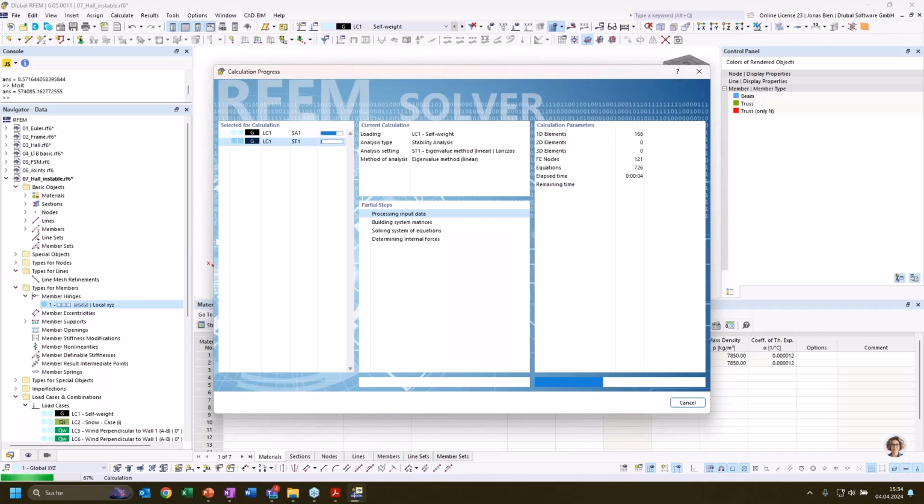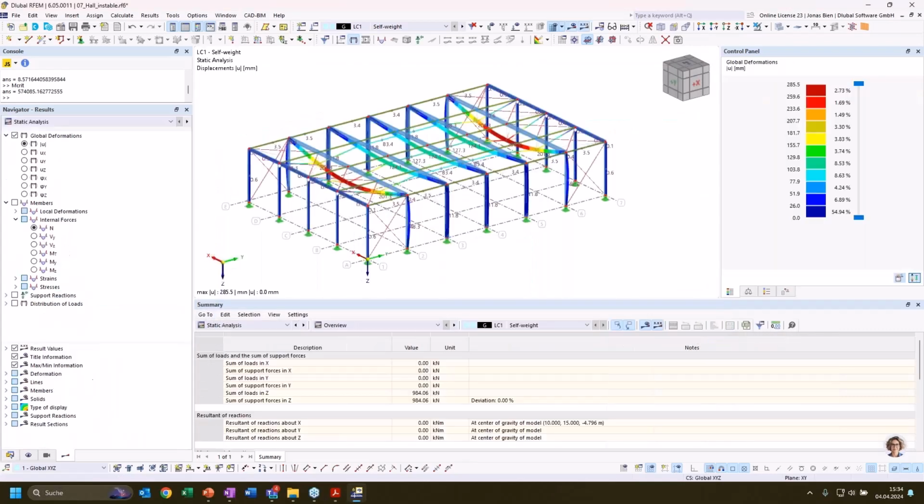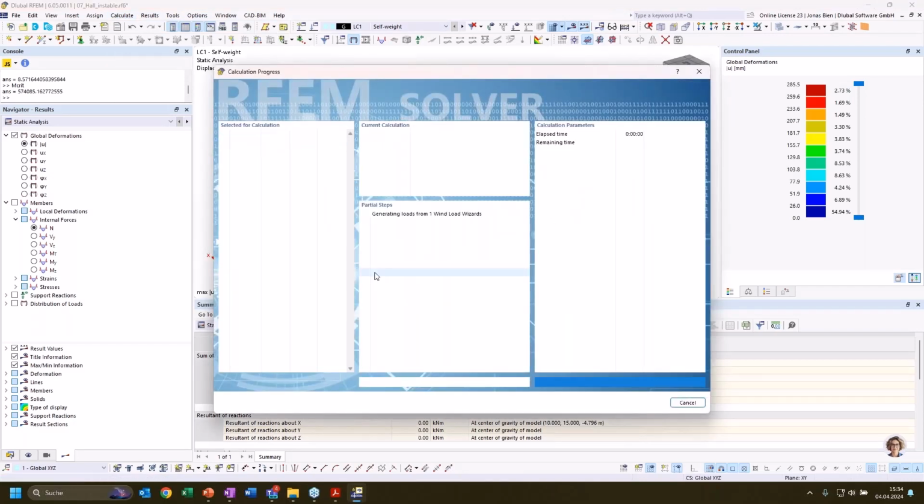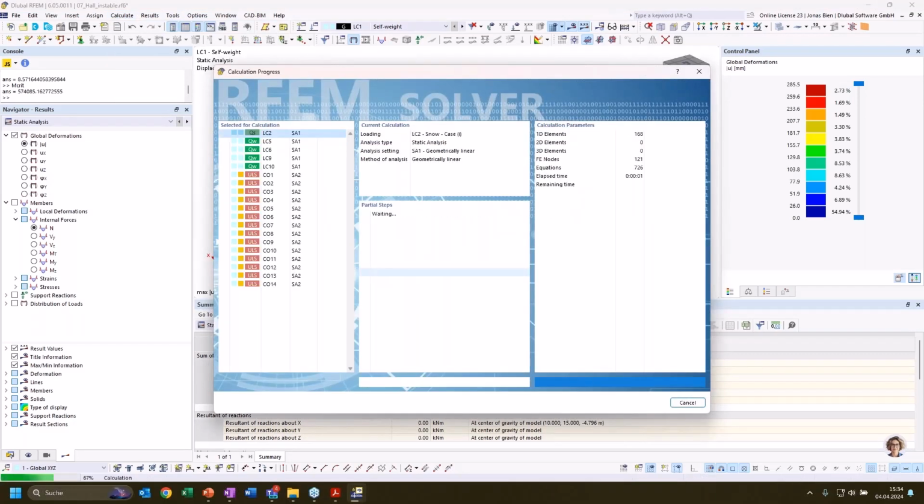And if I haven't done anything wrong, it should work now. Okay, now I get results for this first load case in my static analysis, which means that my model seems to be stable now. And now I want to go to the fullest and calculate all my load cases and load combinations.